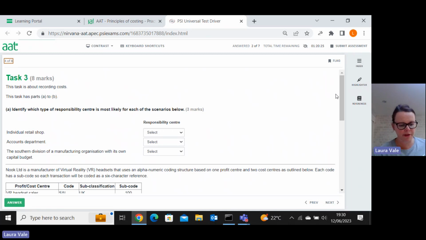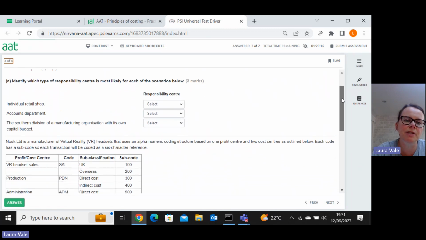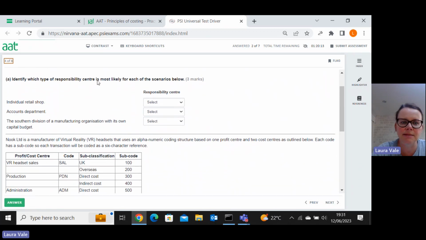So on to task number 3. This is for 8 marks about recording costs. We've got parts A and B. Identify which type of responsibility centre is most likely. Responsibility centres are about people who have responsibility. So it could be a cost centre, just responsible for the costs, a profit centre, which is responsible for the revenues and the costs, or it could be an investment centre where they have responsibility for the assets as well.